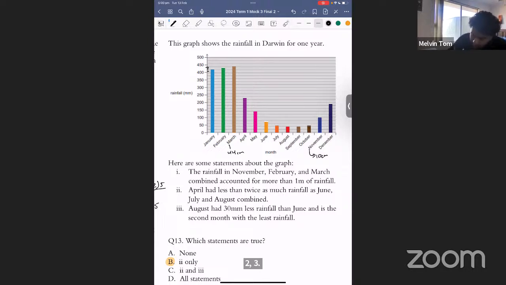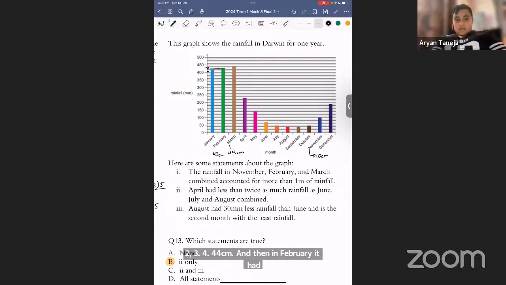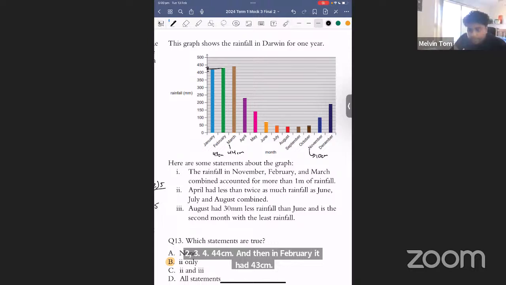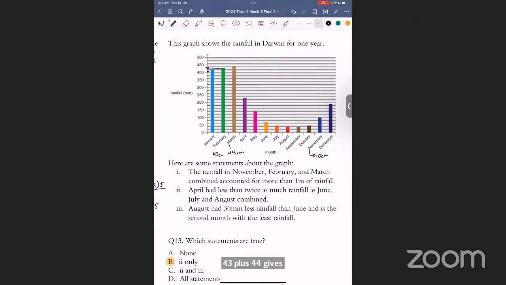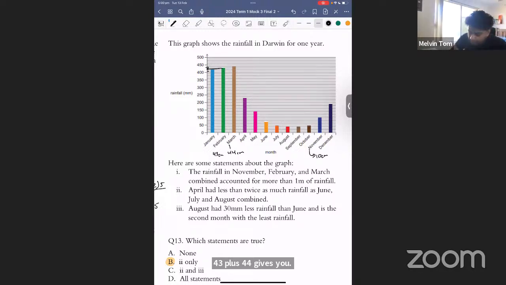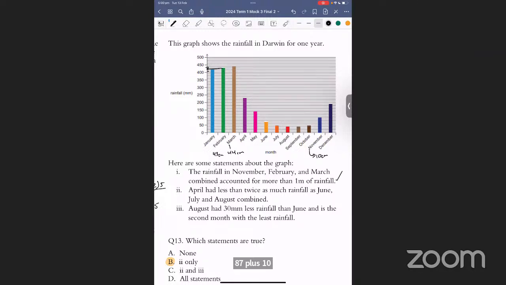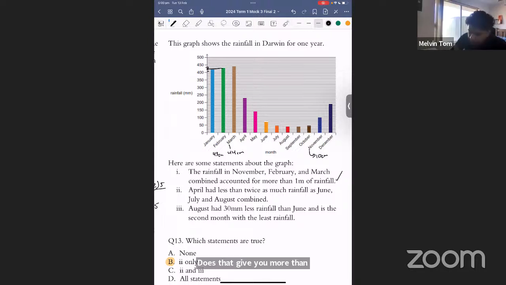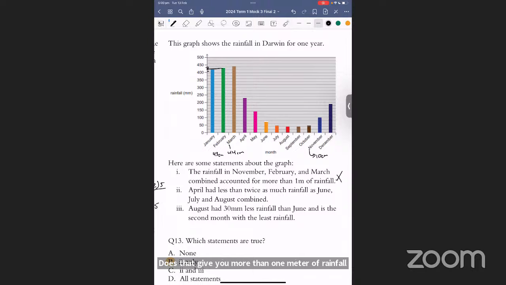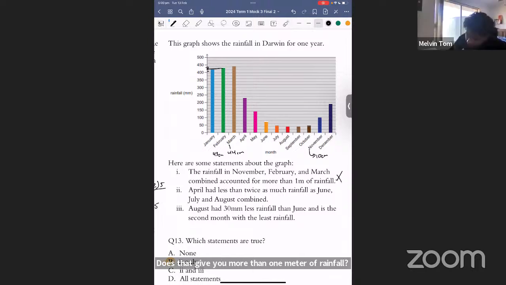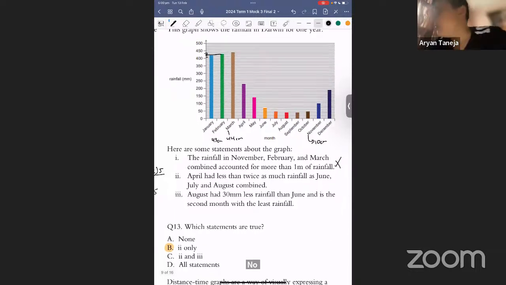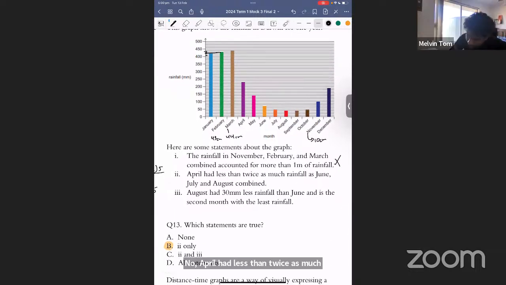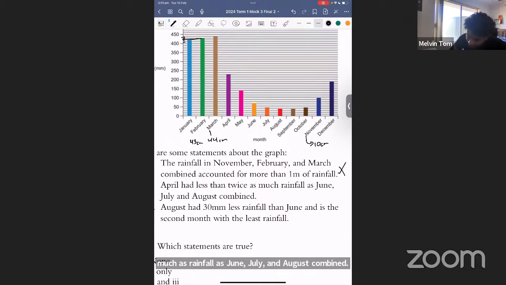44 centimeters. And then in February, it had 43 centimeters. 43 plus 44 gives you 87, 87 plus 10 is 97. Does that give you more than 1 meter of rainfall? No. Next, April had less than twice as much rainfall as June, July, and August combined.